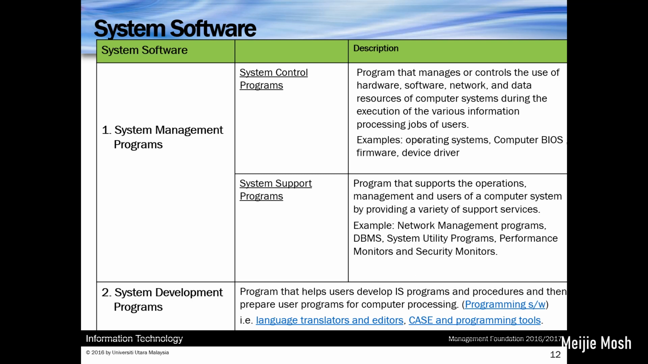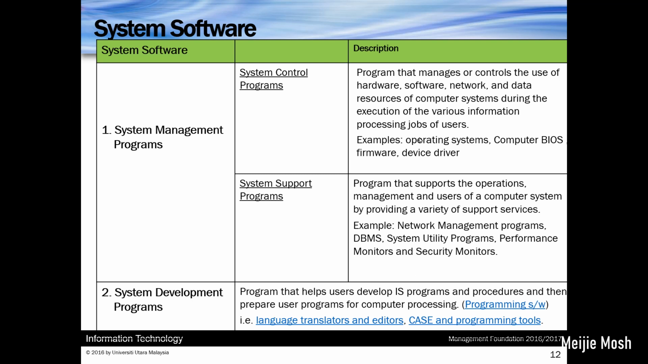Another category of system management program is system support programs. A system support program is a program that supports the operations, management, and users of a computer system by providing a variety of support services. Examples of system support programs are network management programs, database management systems, system utility programs, performance monitors, and security monitors.